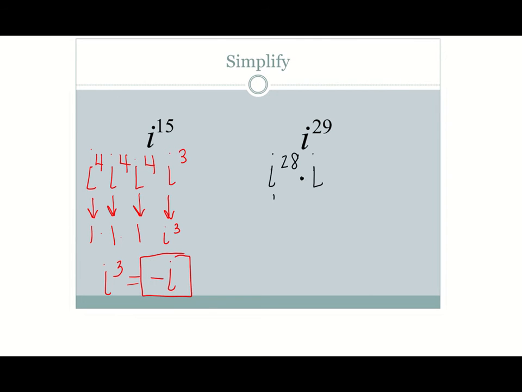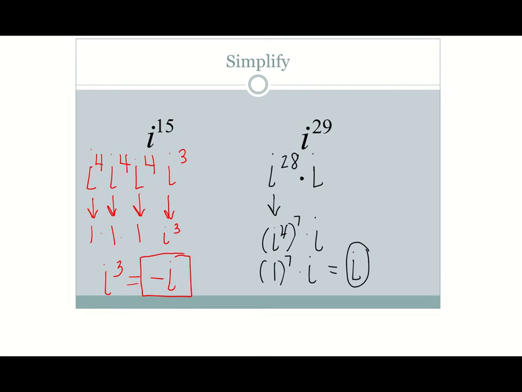Well, i to the 28th, if I have i to the 4th times 7 times i, well, i to the 4th is 1, 1 to the 7th power is 1. So I just have i left over. So that would be i to the 29th simplified.